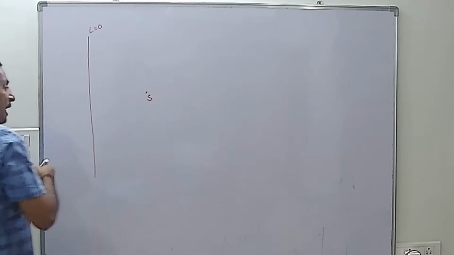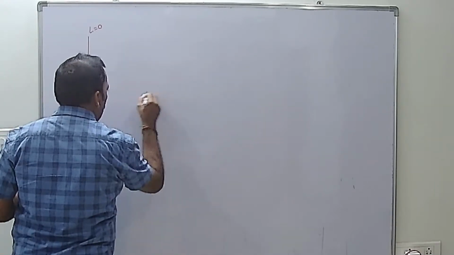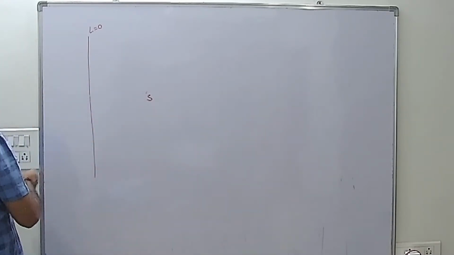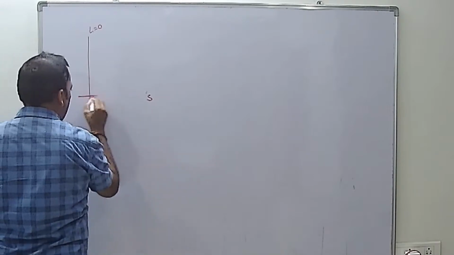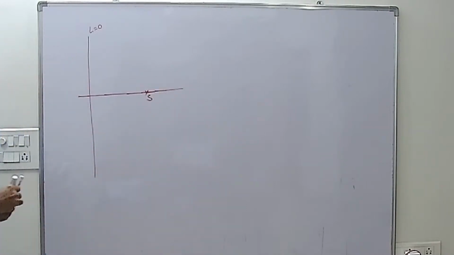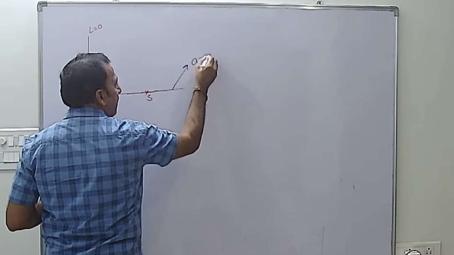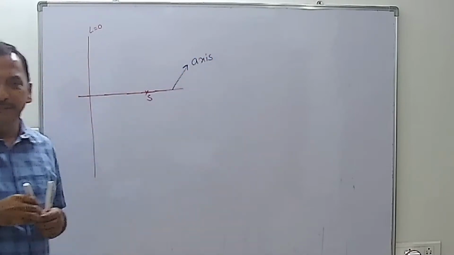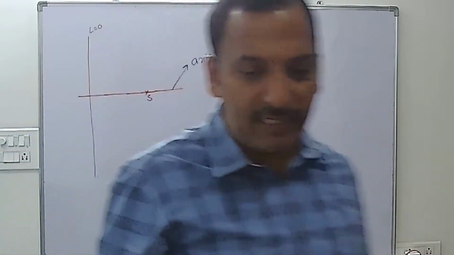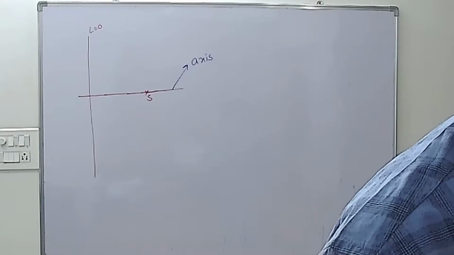Focus. The line passing through the focus and perpendicular to the directrix is called the axis of the parabola. How to define the axis of the parabola?